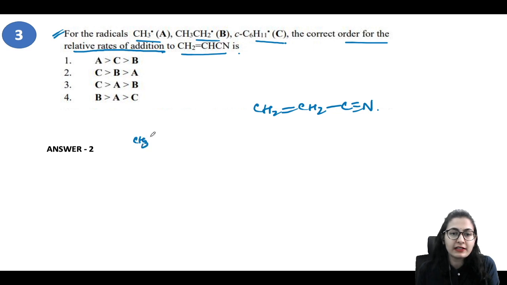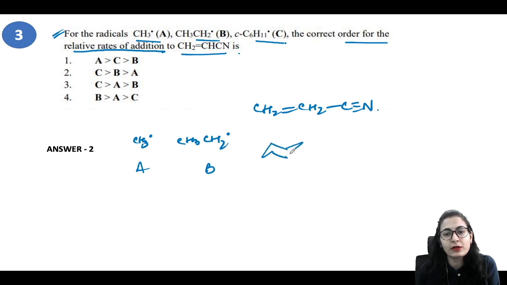The methyl radical over here, A, is like this. CH3CH2, secondary radical B. And what about this one? C6H11. It looks like a cyclohexyl radical, because then per carbon you will have two hydrogens. Okay, so this is what you have.